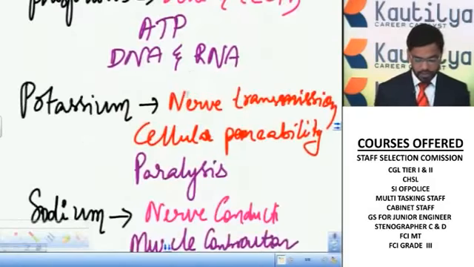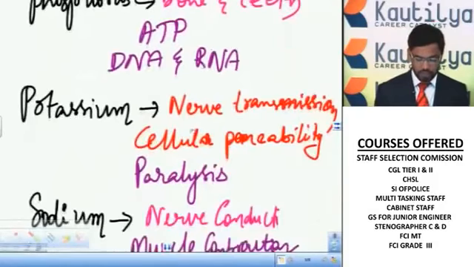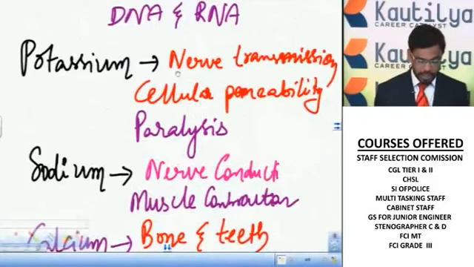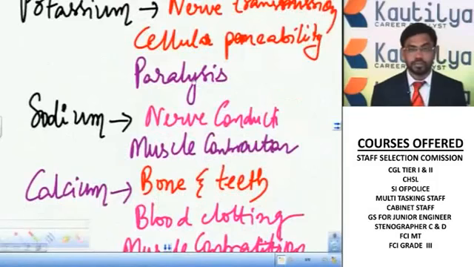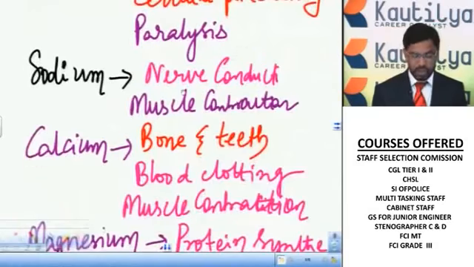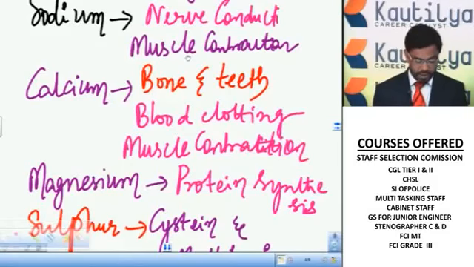And phosphorus, it is a component of bone and teeth. It is useful for bone and teeth formation. It is also a main component of the energy currency, that is ATP, adenosine triphosphate. And it is also a structural component of nucleic acids, DNA and RNA. And potassium is useful for transmission of nerve impulses and is also useful for cellular permeability. So the deficiency may lead to paralysis. Sodium is also useful for nerve conduction and muscle contraction.